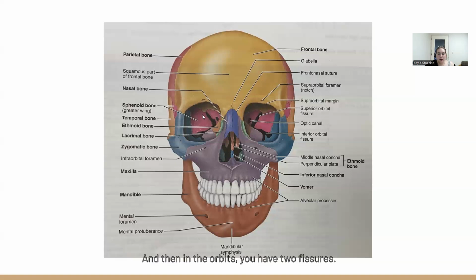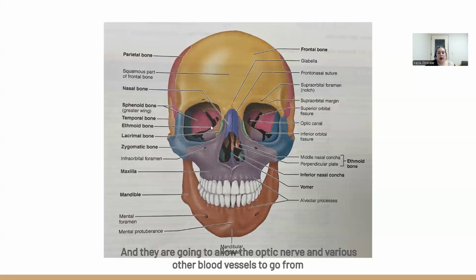And then in the orbits, you have two fissures. Fissures are basically holes, and they allow the optic nerve and various other blood vessels to go from your eye through your skull into your brain. This is the superior orbital fissure and the inferior orbital fissure.